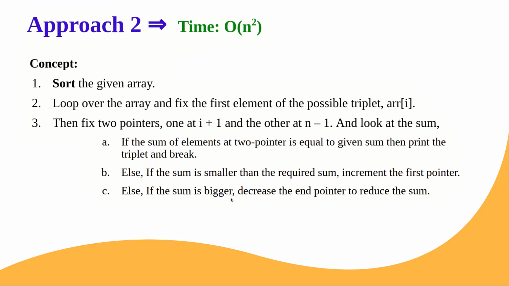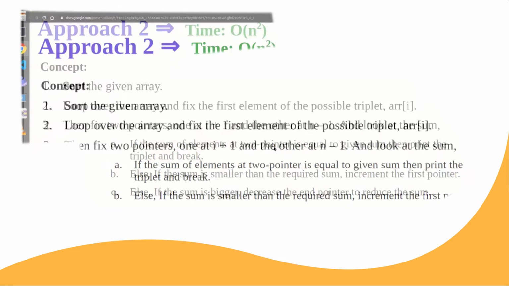Now, else if the sum is bigger, decrease the end pointer to reduce the sum. If the sum of the three elements is larger than the required sum, that means this larger element should be ignored and the rest checked. So we move towards the left from the right end. It might not be that clear, so let's take an example.